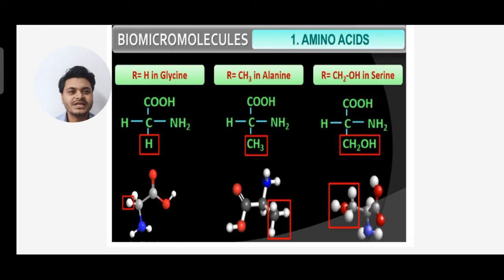And wherever in place of R there is CH2OH added, it's called serine amino acid. All right, so you can see 3 amino acid structures are given. First one is glycine, then alanine, and then serine.